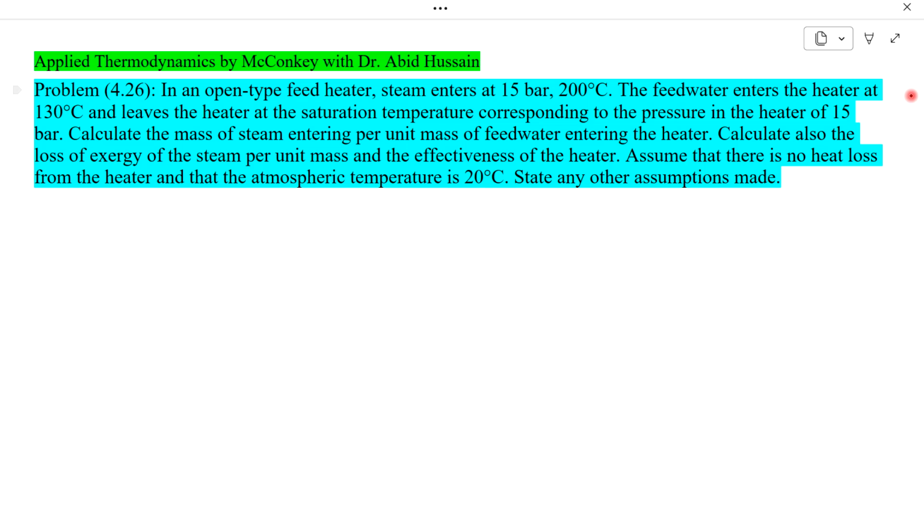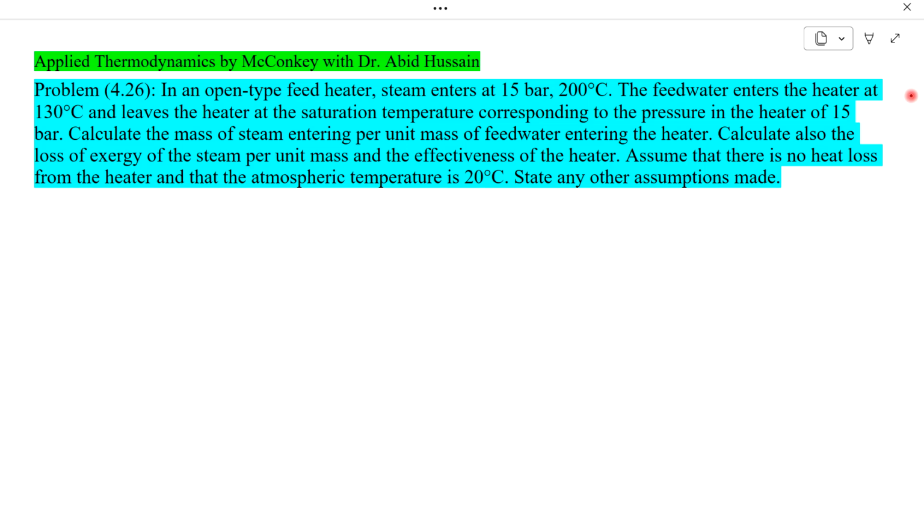So, the statement of the problem is: in an open type feed heater, steam enters at 15 bar and 200 degrees centigrade. The feed water enters the heater at 130 degrees centigrade and leaves the heater at the saturation temperature corresponding to the pressure in the heater of 15 bar. Calculate the mass of steam entering per unit mass of feed water entering the heater.